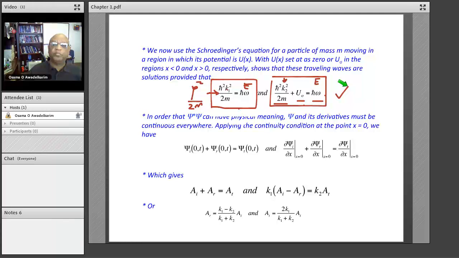Now, another condition is the following. In order that psi star, the complex conjugate of psi, can have physical meaning, psi and its derivatives must be continuous. So to have a meaningful probability distribution, which is this, I have to have a continuous psi and a continuous derivative of psi with respect to x.